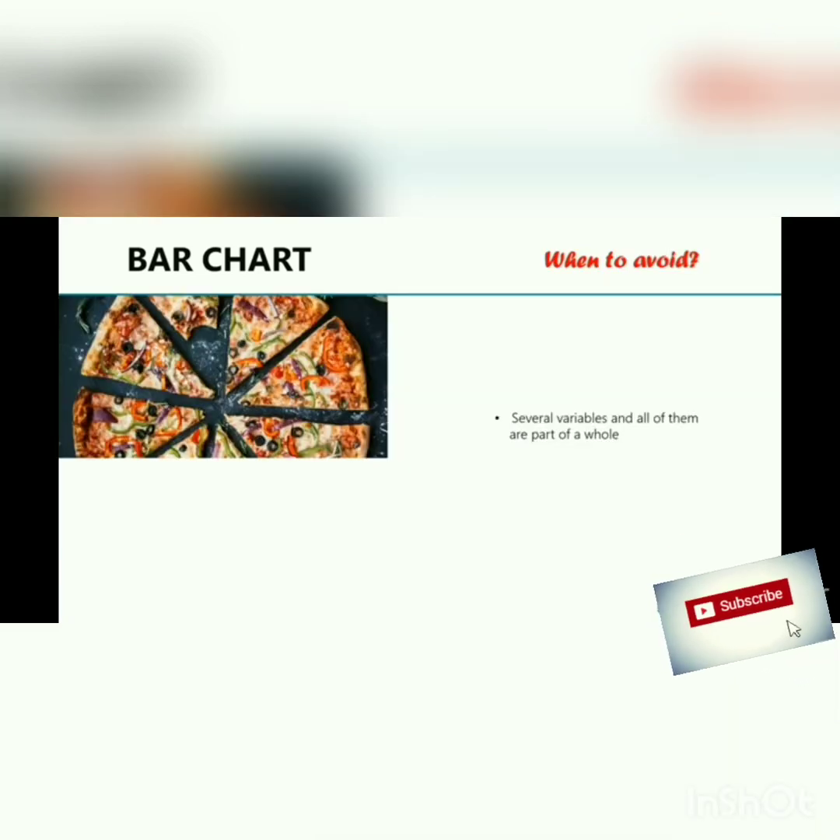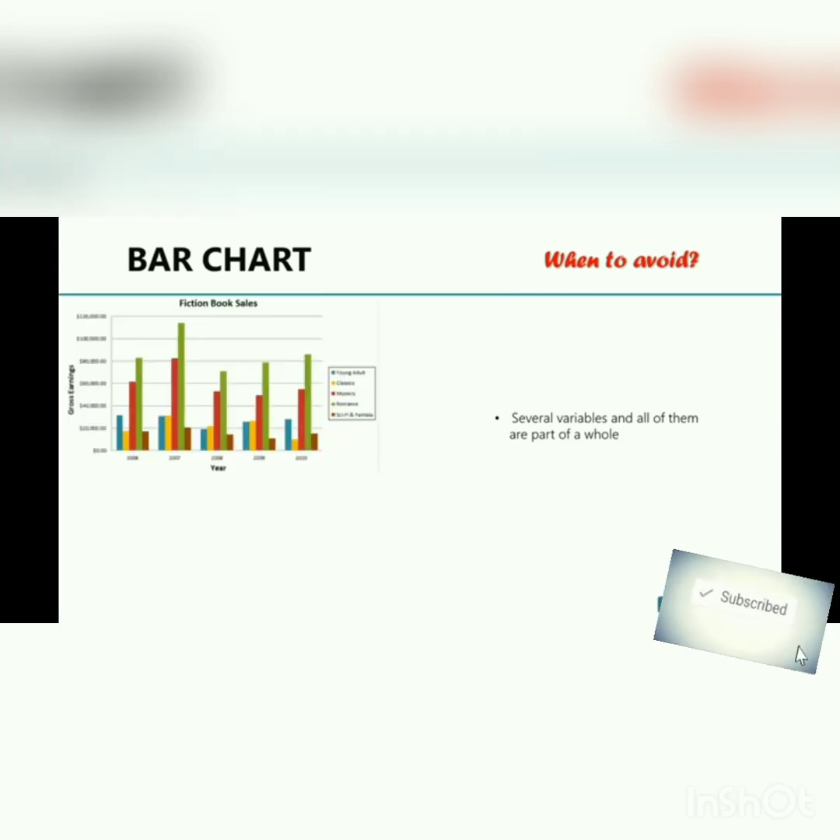When to avoid using bar charts. Simple bar charts are far from ideal in situations when we have several variables and all of them are part of a whole, such as the case in the fiction book sales chart we showed you. There were 5 categories: young adult, classics, mystery, romance, and sci-fi, all of which account for all fiction books, meaning their sum gives us the total volume of the fiction book sales market.